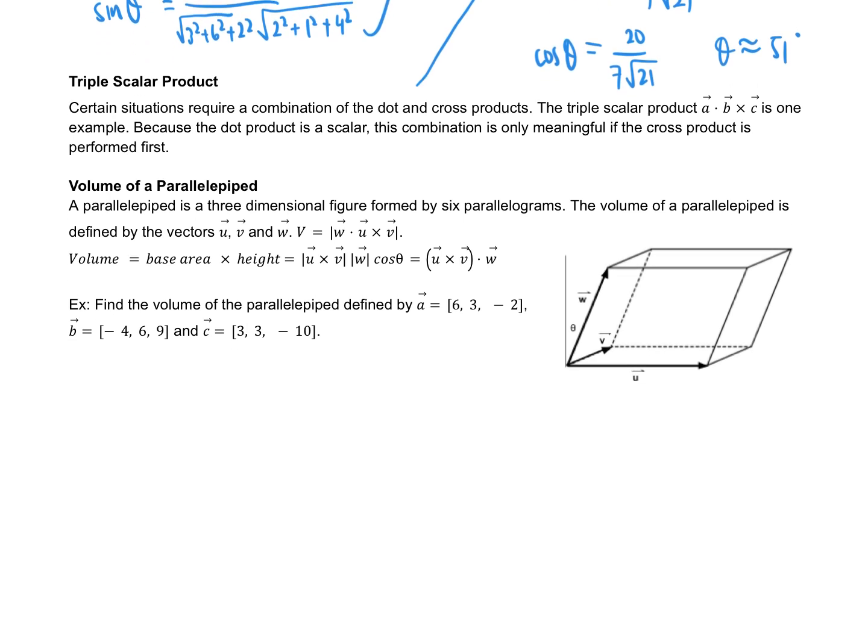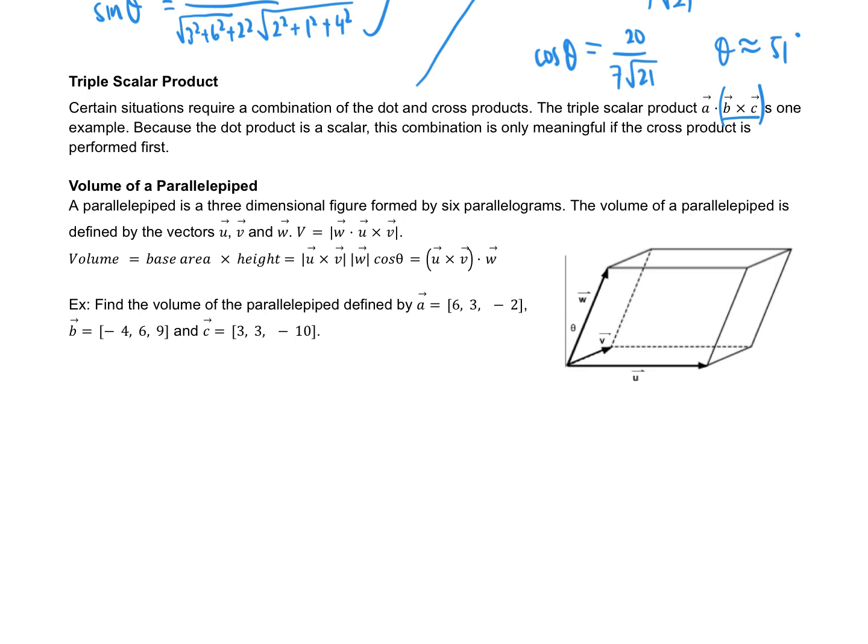Next, we have some applications that require a triple scalar product. Now, what's a triple scalar product? It is when you take the cross product of two vectors first, and then take the dot product between another vector and that cross product. Now, the reason I mentioned that you have to do a cross product first is because if you do A dot B first, then you end up with a scalar quantity, and you can't do the cross product between a scalar and a vector. So it is important that the cross product is done first.